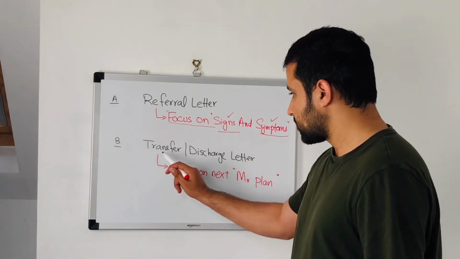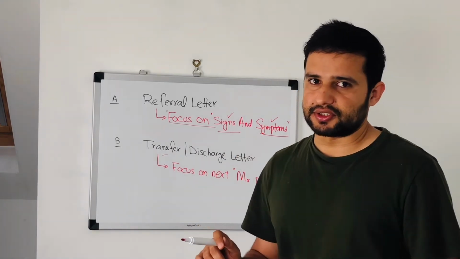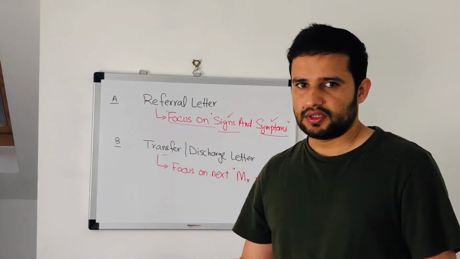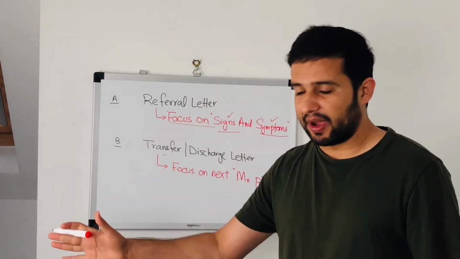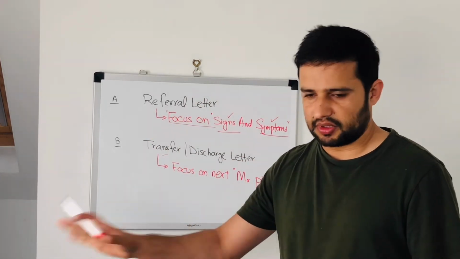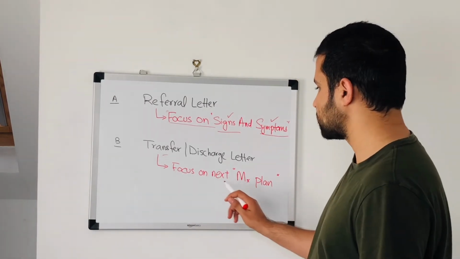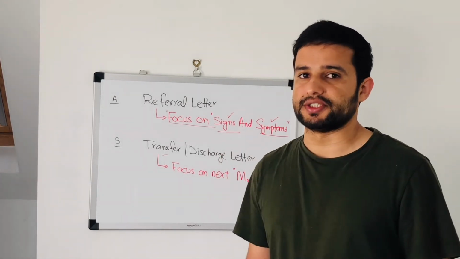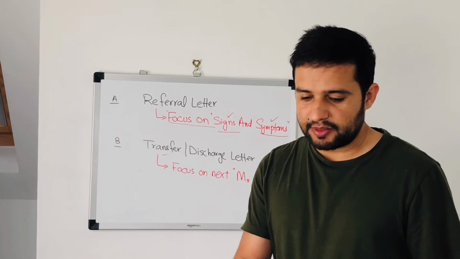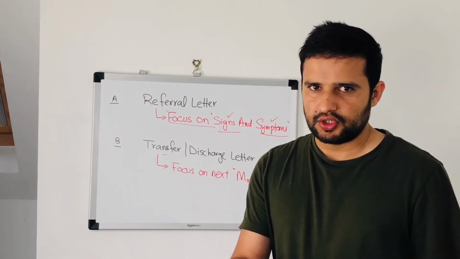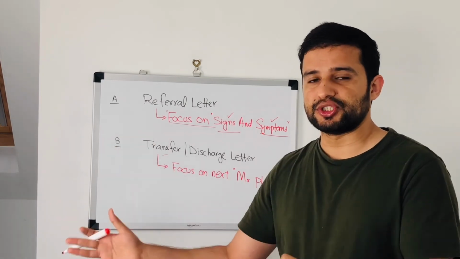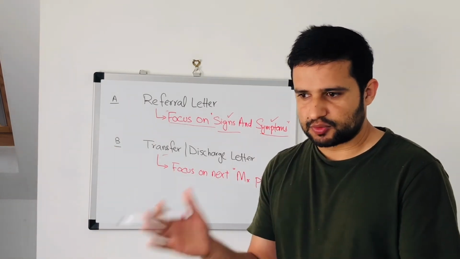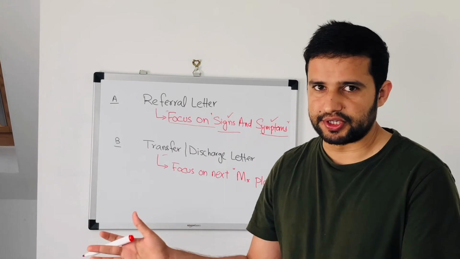But in a transfer letter or in a discharge letter, the main focus changes because the patient was already in the hospital. You have already managed the condition, a disease. So you don't need to mention signs and symptoms in detail. For example, a patient came in with bowel cancer, you performed surgery and now the patient is fine. Now you need to transfer this patient to another hospital just because that hospital is near where he lives.